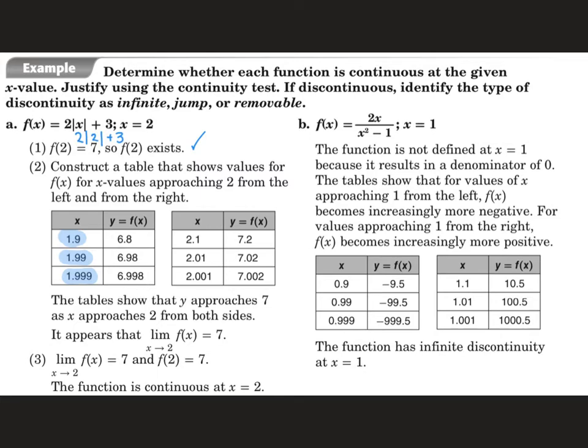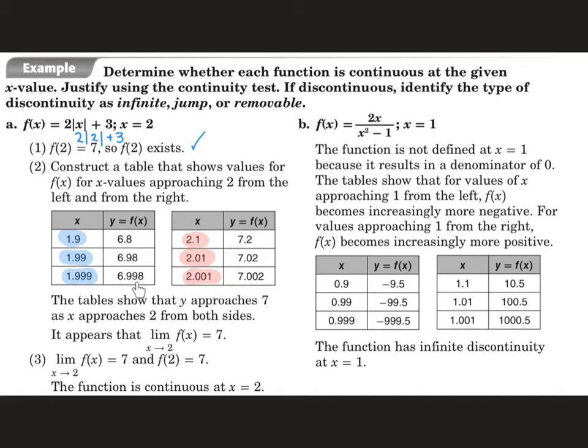Now over here, we also have another table, and in this table, we're getting closer and closer to 2 from the right side. So we're starting at 2.1. That's pretty close, but we can get closer, 2.01, and we can get even closer, 2.001. When you plug those values in, you can see your outputs here. We're starting at 7.2. When we get a little bit closer, we have 7.02, a little bit closer, 7.002. So you can hopefully clearly see the trend here that this is getting closer to 7 as we're coming from the left, and this is getting closer to 7 as we're coming from the right.